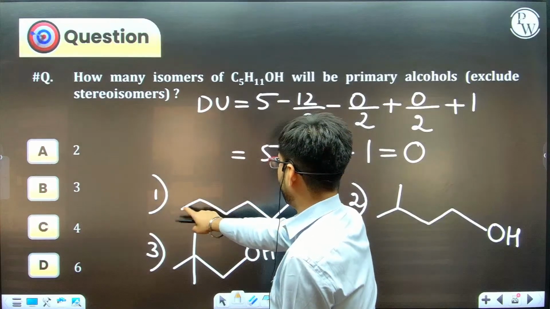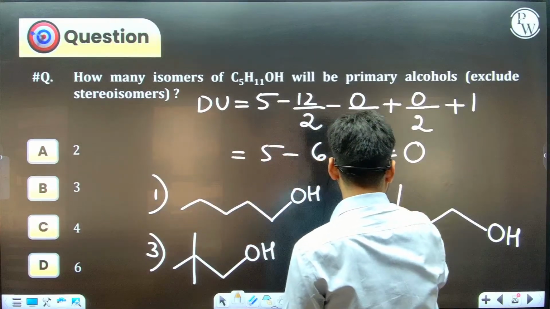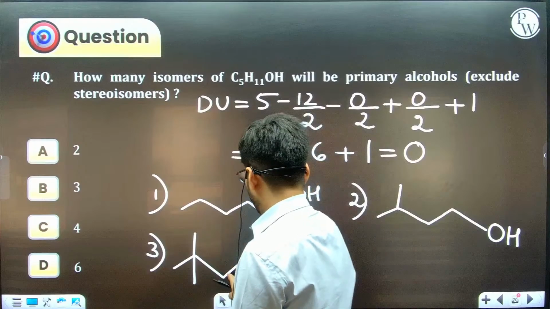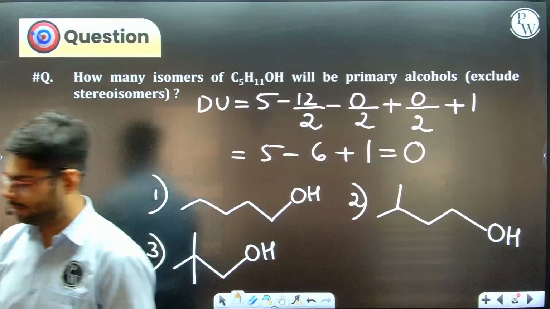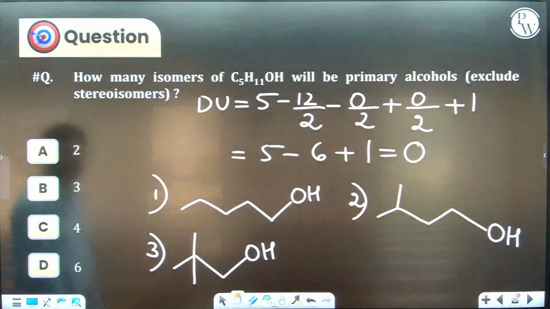How many carbon atoms here? 1, 2, 3, 4, 5. Yes. So we have 5 carbon atoms here. And all of these are 1 degree alcohols.